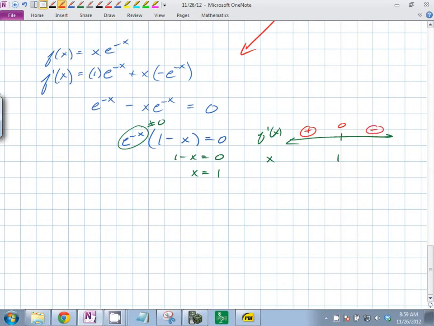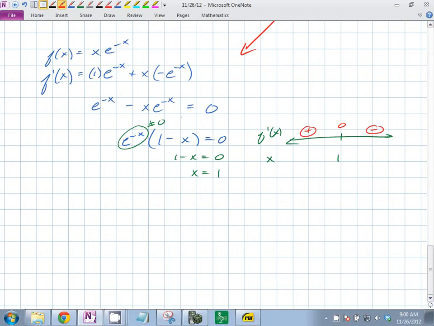You plug in the values. What could you plug in to the left of 1? Plug in 0 into this, and what do you get? 1 minus 0. What's 1 minus 0? 1. Plug in something to the right, and you'll end up with something that's negative, because you're going to end up with something minus more than one of it, right? 2 minus 3 times 2 is going to be negative. It's always going to be negative.